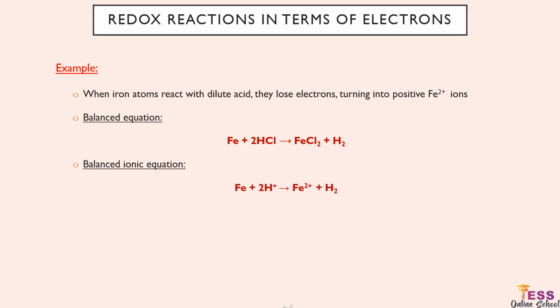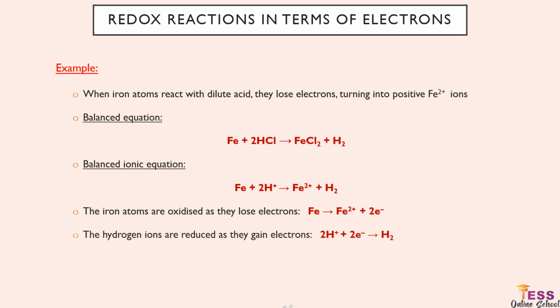The iron atoms are oxidized as they lose electrons, as you can see in the half equation, and the hydrogen ions are reduced as they gain electrons to become an atom. Half equations illustrate oxidation and reduction individually with different elements.